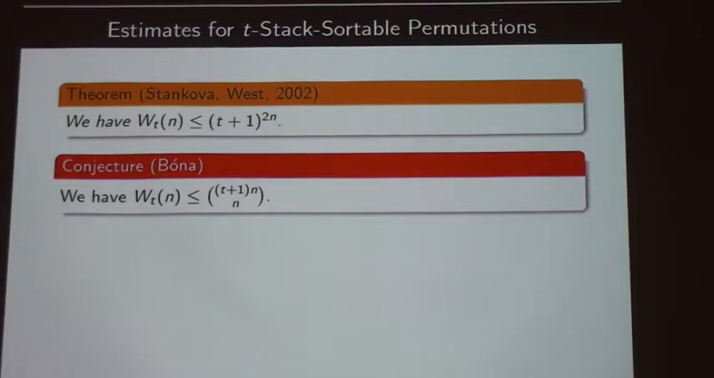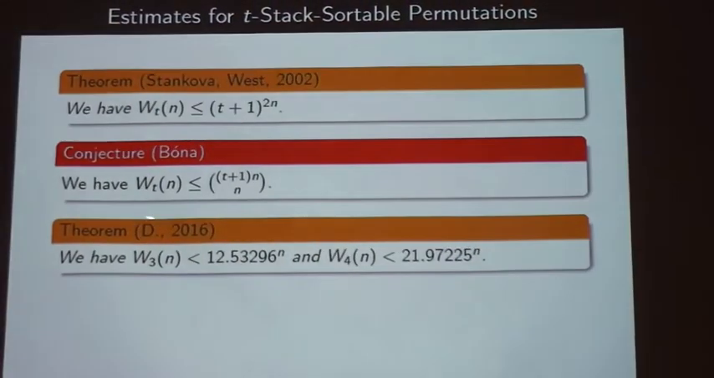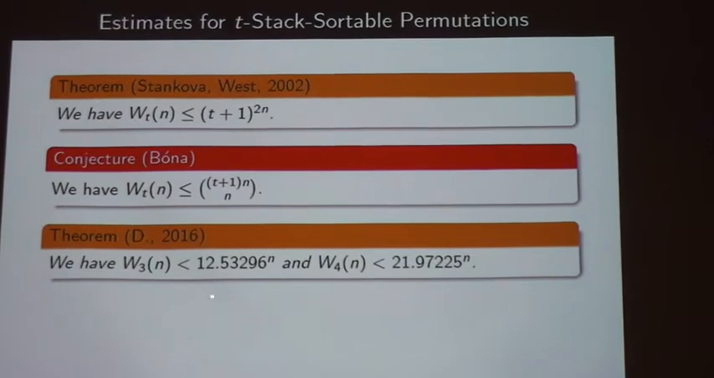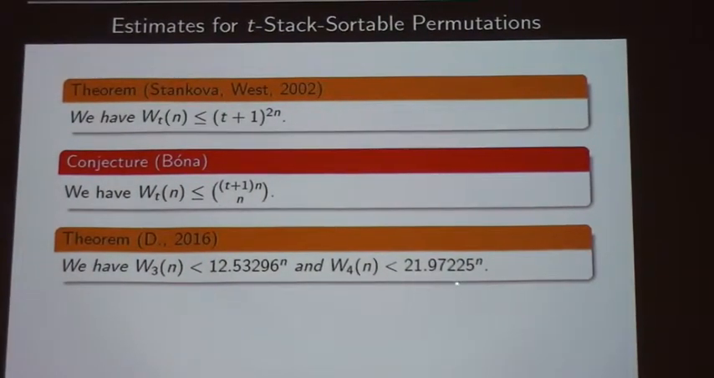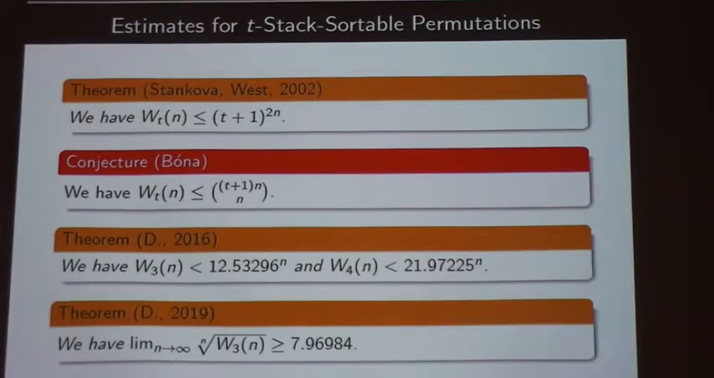So Bona actually introduced me to the stack sorting map, and he said it would be interesting if you could find better upper bounds for these numbers. And I was able to do that in the cases t equals 3 and t equals 4. I showed that w3 of n is less than 12.53 to the n, which improves the previous bound of 16 to the n, and w4 of n is less than 21.97 to the n, which improves the previous bound of 25 to the n. And also, just a couple months ago, I realized that I could find a lower bound for the number of 3-stack sortable permutations of length n.